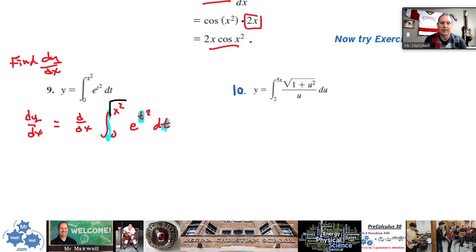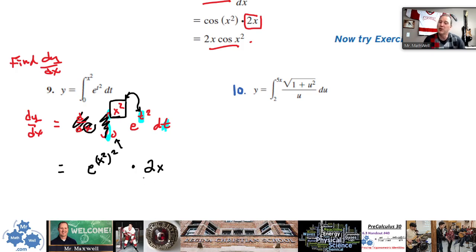This x squared, the upper limit. The lower limit is a constant, that's good. The upper limit is an actual function of x. That's great. This and this need to match, dx and x. So if that's the case, this derivative will undo that integral. And what we have is e to the x squared, squared. So I put x squared in for t. But because that's not just a plain old x, you've got to multiply by the derivative of x squared. So times the derivative of x squared, which is 2x.